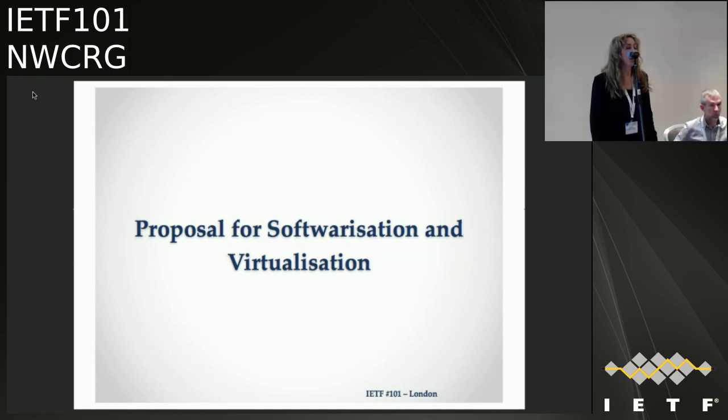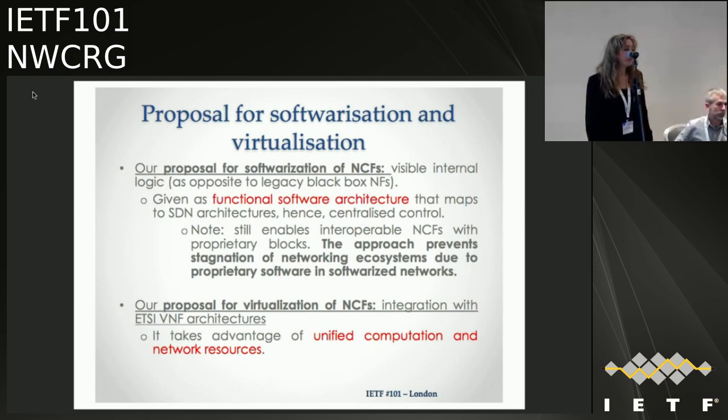Okay, so this was just to argue why what we are saying might be useful. And then we do have a proposal for the softwareization and virtualization of network coding. Our proposal for softwareization is to have visible internal logic, as opposed to legacy black box network functions, meaning that we can have a well-defined functional software architecture, and this software architecture maps directly to softwareized network architectures. This implies centralized control, which is a little bit opposite to very distributed packet networking.